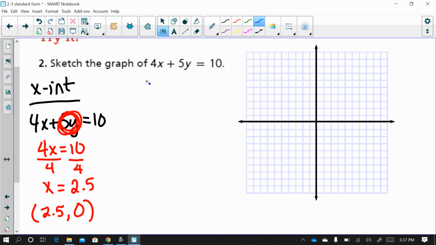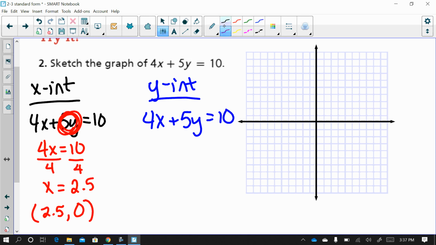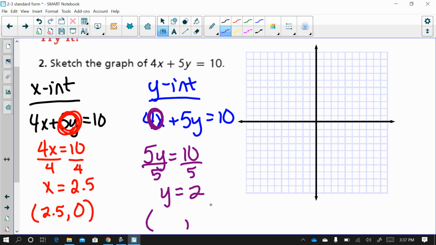Let's do our y-intercept now. Same equation. But instead of letting y be 0, this time I'm letting x be 0. So if I plug in 0 here, 4 times 0 is 0. That's gone. So I'm left with 5y equals 10. Divide both sides by 5. y equals 2. Again, the point I want is x comma y. We let x be 0, so (0, 2).